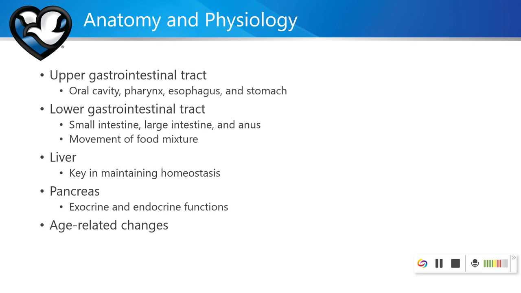The esophagus has muscular rings to move food toward the stomach, and as the food nears the stomach, the normally closed lower esophageal sphincter, or the LES, relaxes to allow the food to enter the stomach. The LES also prevents stomach contents from refluxing into the esophagus.